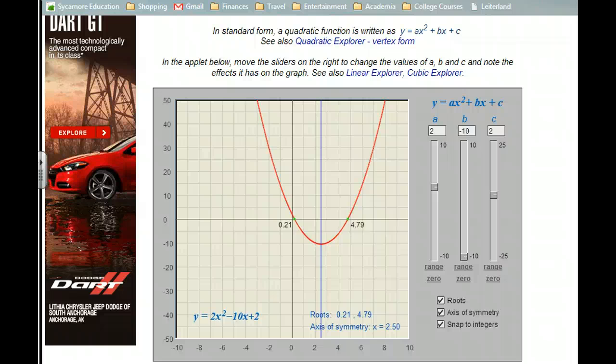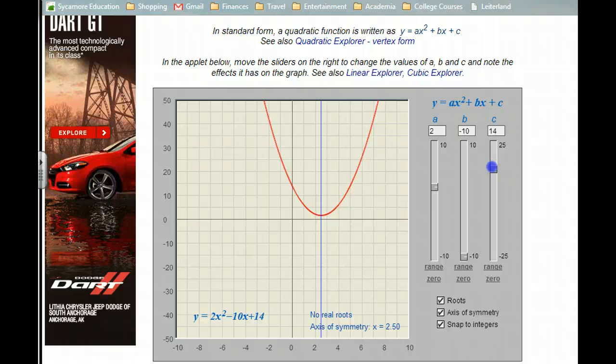Okay. The parabola crosses the y-axis at this number right here. Okay? The constant term of the equation. When I say constant, it means there's no variable with it. If it's written in standard form, ax squared plus bx plus c, the c value will be where the y-intercept is, where it crosses the y-axis.